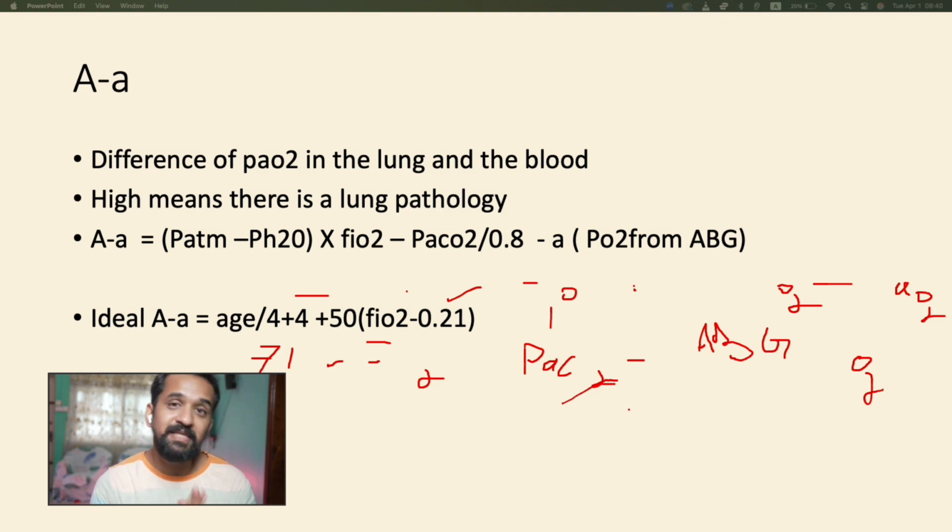Now, the AA gradient simply tells you what? That there is a lung problem. So, understand this, and let's move forward to the next part.